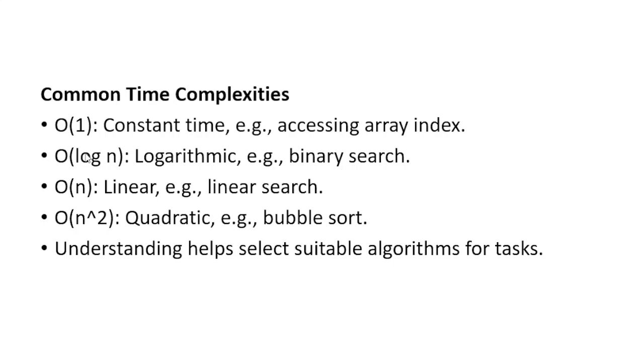So I'll have O of 1 which is constant time, O of log n which is logarithmic, O of n which is linear, O of n square, this is called quadratic. For example, accessing one array index is O of 1, binary search is O of log n complexity, linear search is O of n, bubble sort is O of n square.